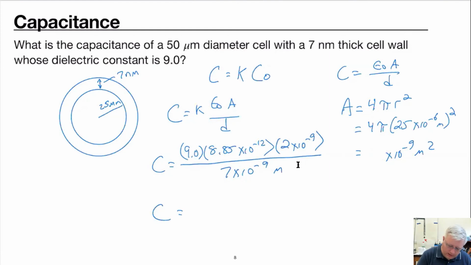Oh, I must have forgotten to multiply by 4. Okay, that's a mistake. So I get 8.9 times 10 to the minus 11th. Remember, capacitance is measured in farads.